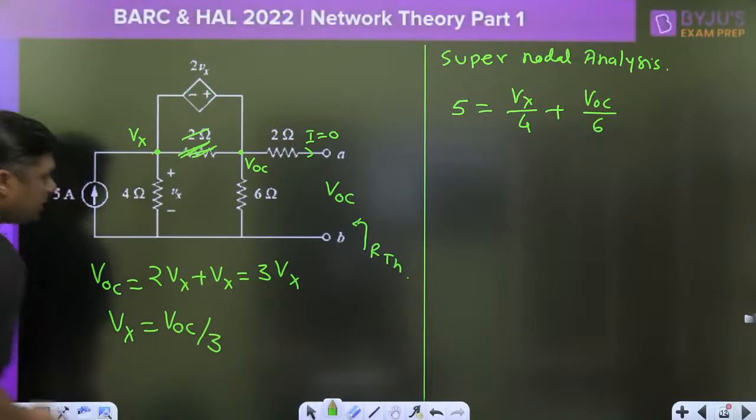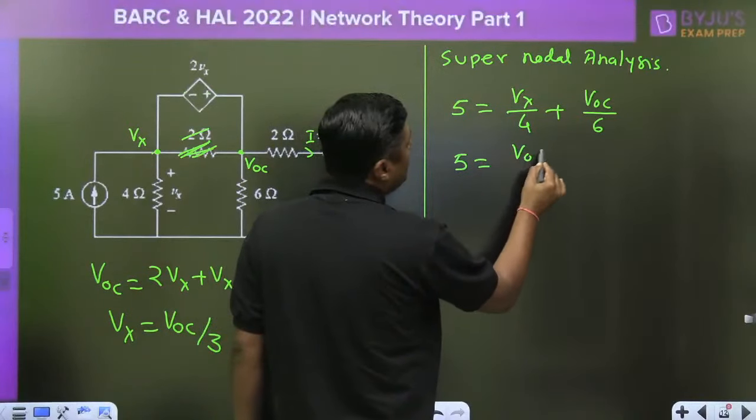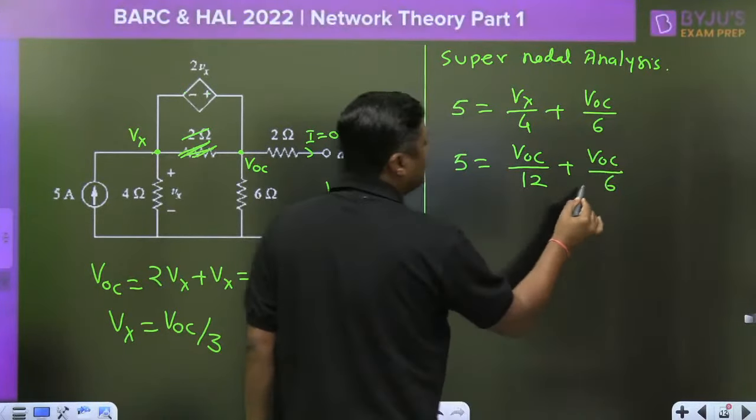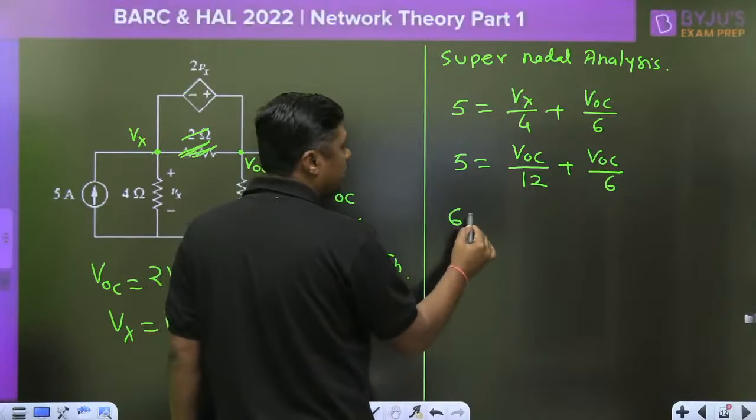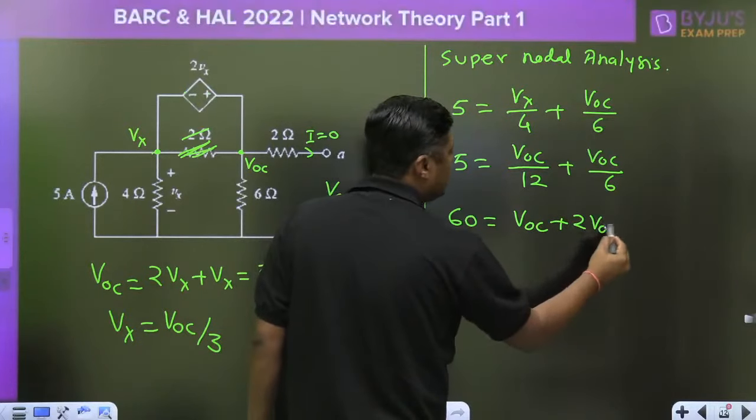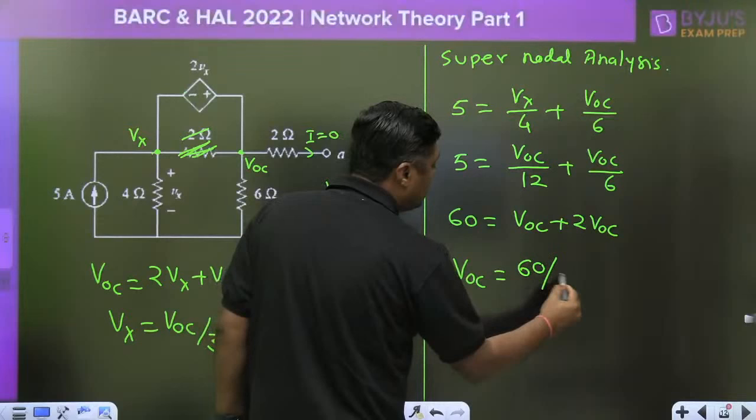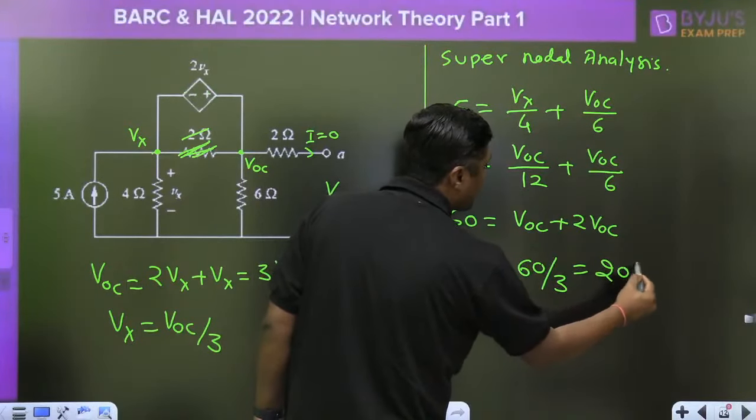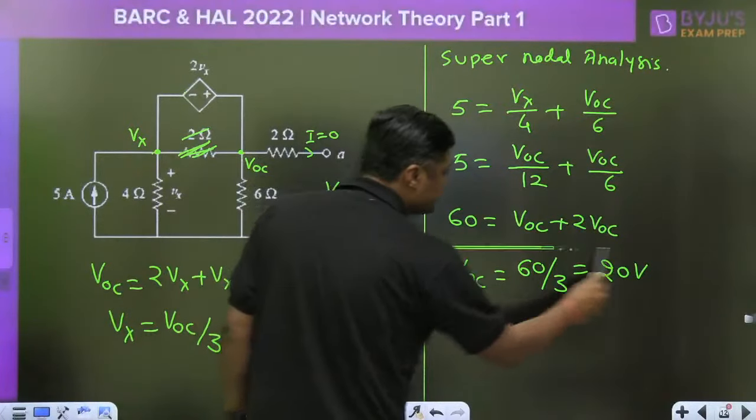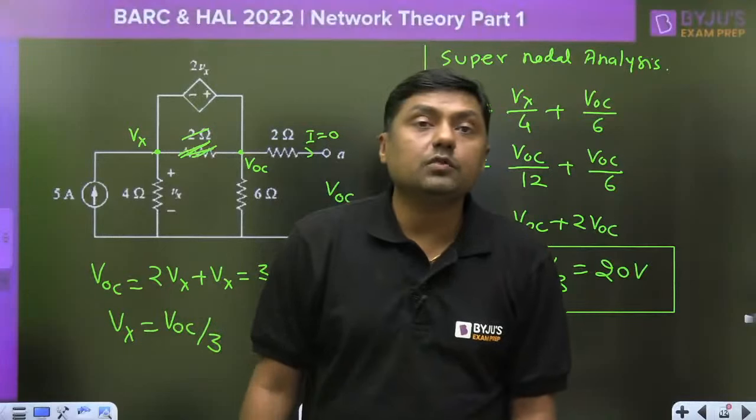VOC by 3 becomes VOC by 12 plus VOC by 6. You can take 12 as the LCM. This will become 60 by 12, VOC plus 2 VOC. So VOC is equal to 60 by 3, that is 20 volt. That is nothing but 20 volt. So that is the method for you.